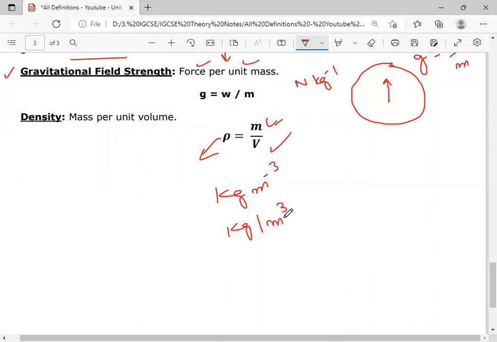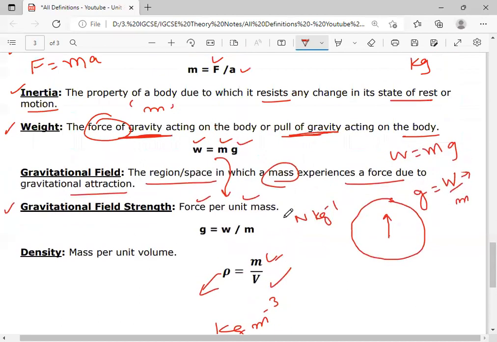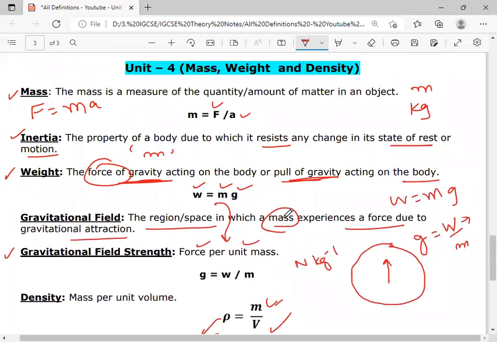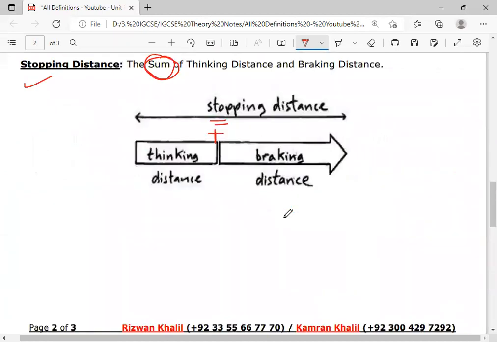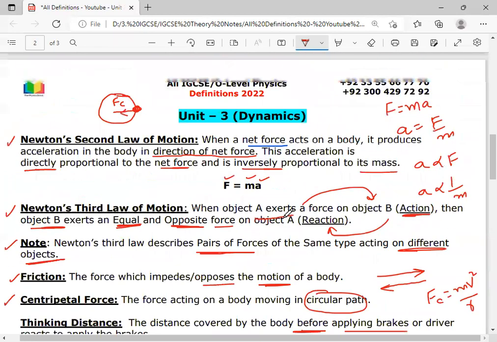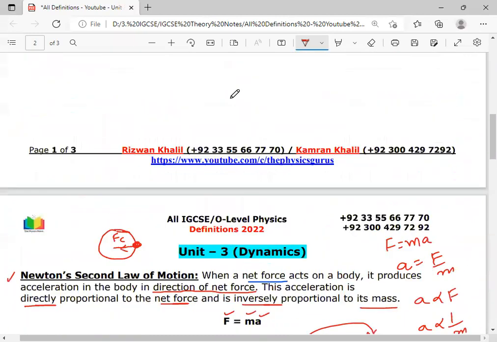So I hope that now you are able to understand the definitions related with unit number 4, mass, weight, and density, as well as the definitions related with unit number 3, that is dynamics.